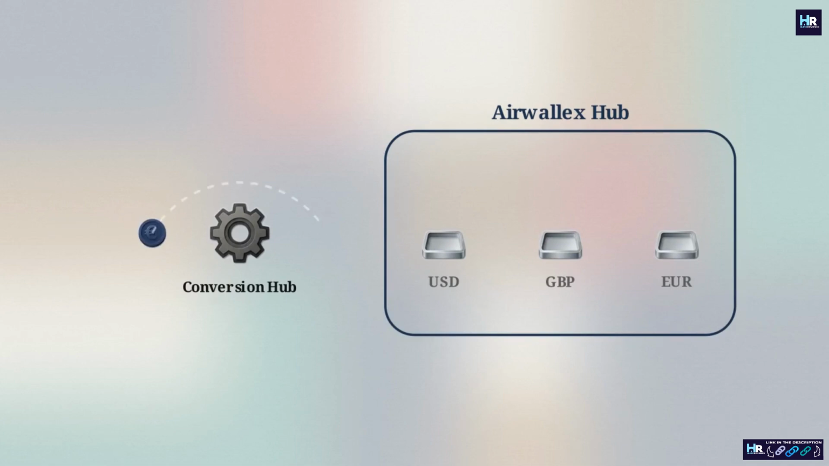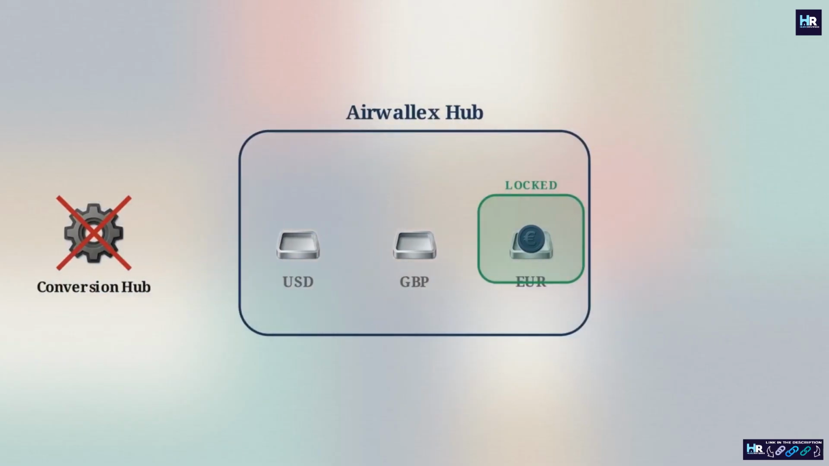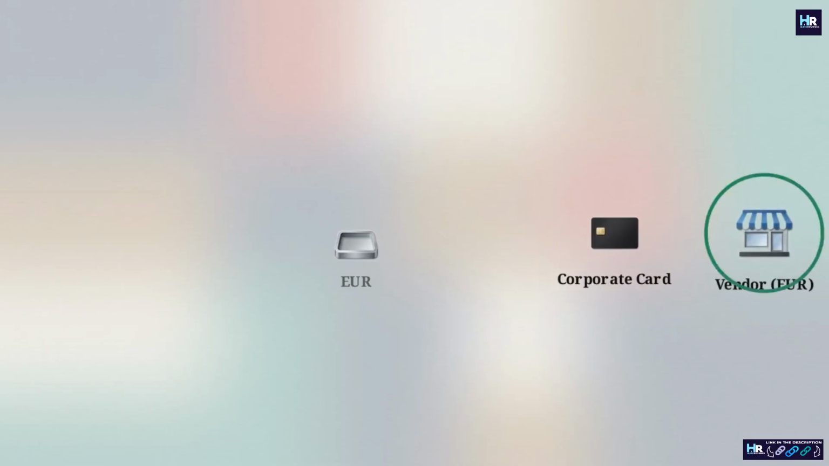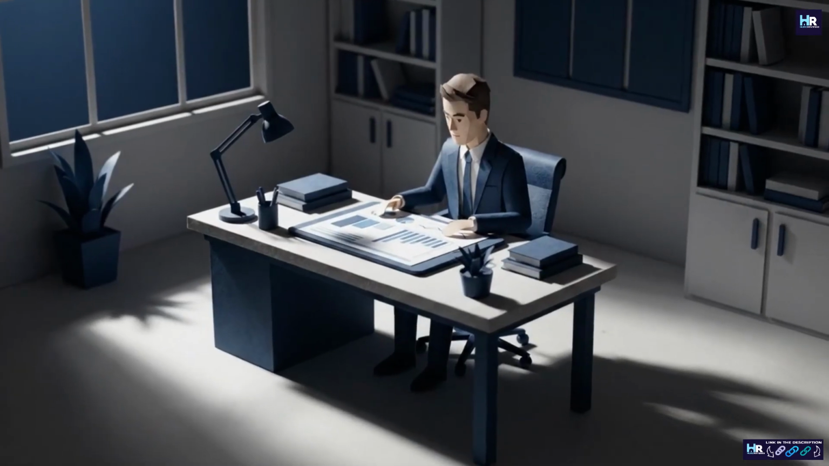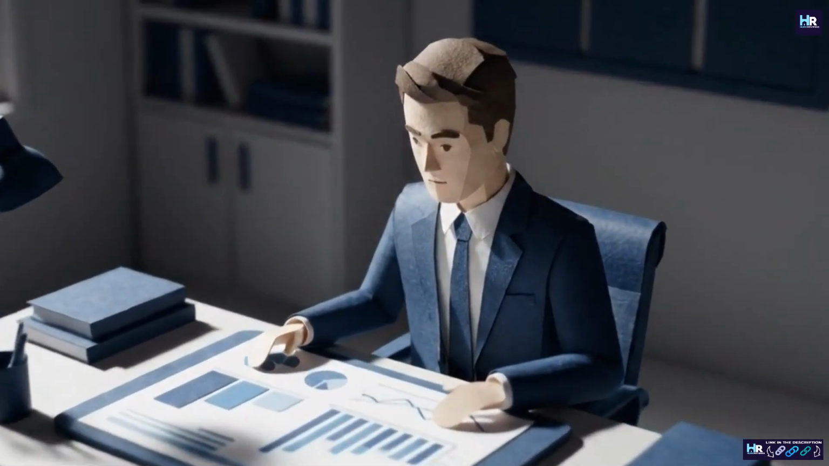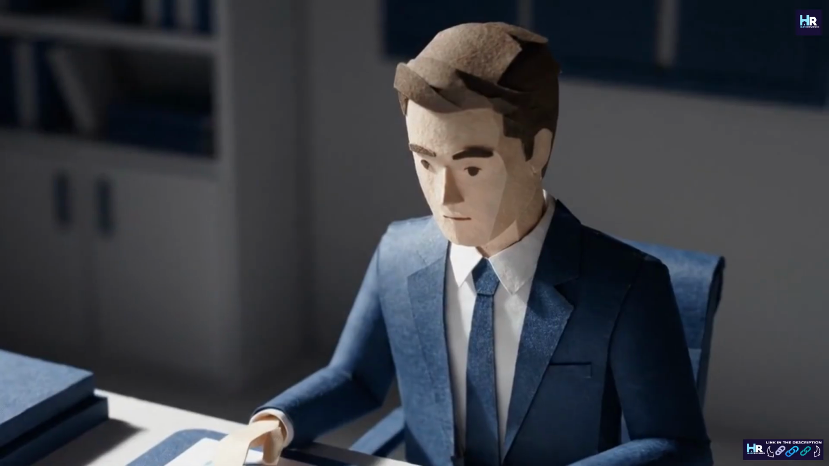An inbound euro payment bypasses the central conversion hub completely and lands securely in a dedicated euro wallet inside your Airwallex hub. Because the platform is natively multi-currency, funds sit in their original denomination indefinitely. You're never forced to convert. When expenses come due, instantly bridge those funds to an Airwallex corporate card, paying euro invoices with your euro balance and sidestepping exchange rates. With absolute treasury control, you dictate when and if a conversion happens based on market rates, rather than accepting mandatory fees from a retail bank.